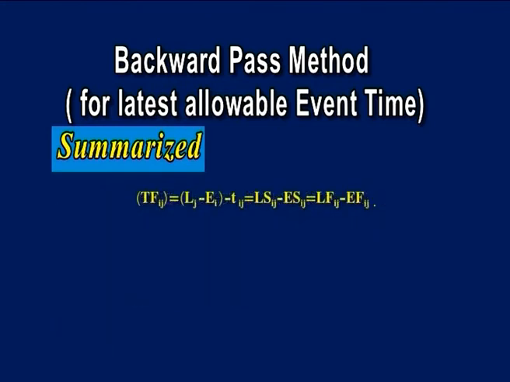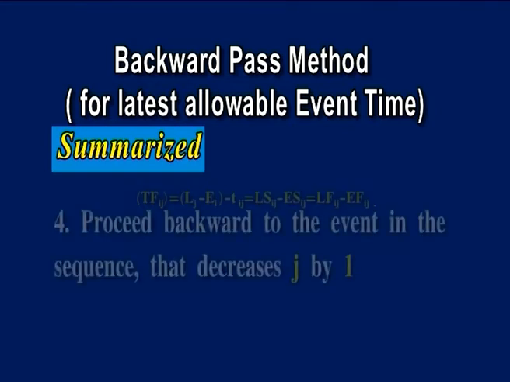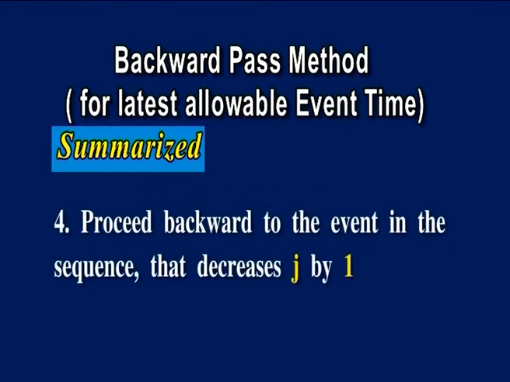Third, calculate the latest start times of all activities ending at j. This is obtained by subtracting the duration of the activity from the latest finish time of the activity. That is, Lf of ij is equal to L of j and Ls of ij is equal to Lf of ij minus T of ij, equal to L of j minus T of ij, for all activities ij ending at event j. Fourth, proceed backward to the event in the sequence that decreases j by 1.